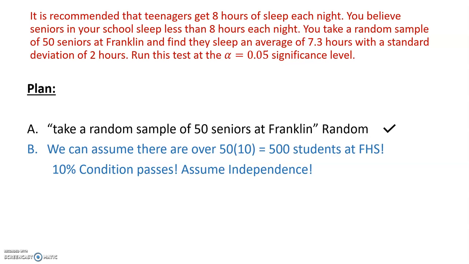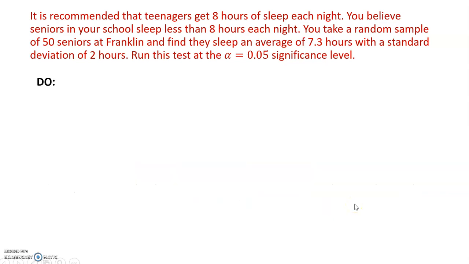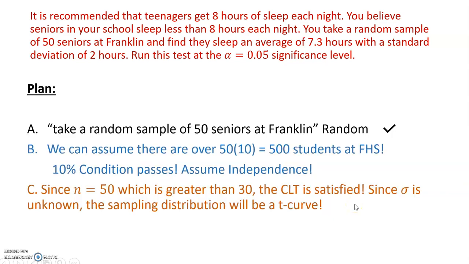So the last part, let's talk about the shape. This one's pretty easy. 50 is greater than 30. So the CLT is satisfied. But look at all of what I'm saying. Since sigma is unknown, the sampling distribution is going to be a T-curve. It's just not a normal curve. Okay, I'll go back if you guys need a second, or you can pause the video and kind of follow along with me there.